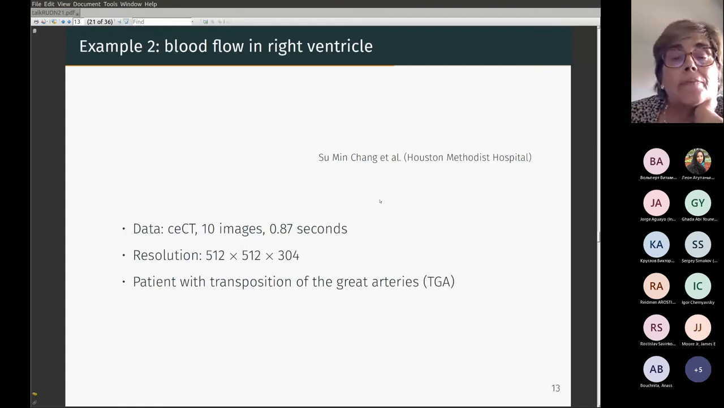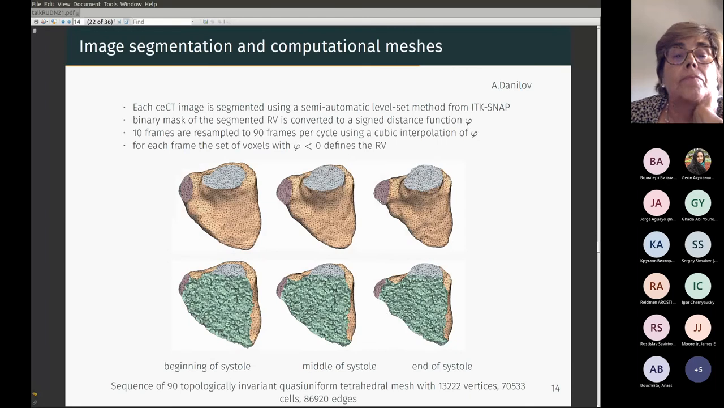Okay. The example two. This data are provided to us by our colleagues from Houston Methodist Hospital. This patient has a transposition of the great arteries. It means that the role of the left ventricle is played by the right ventricle. In this case, we have much fewer computer tomography images, but pretty nice resolution in space. And we had to increase the number of segmented images in time.